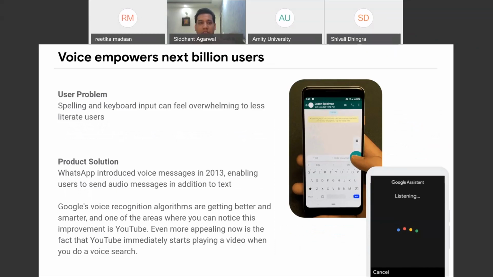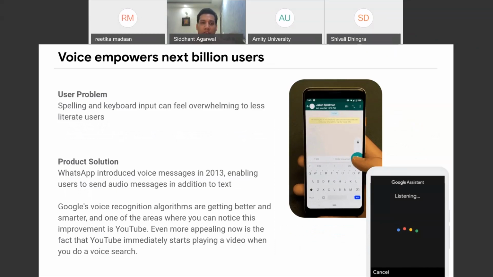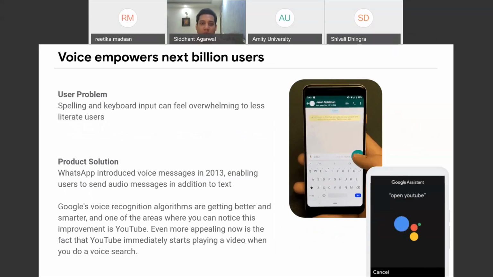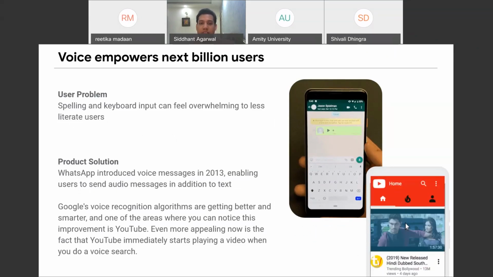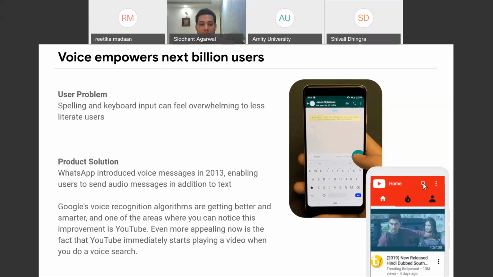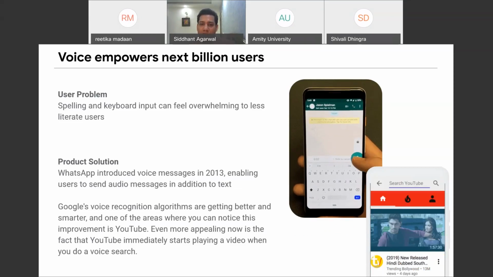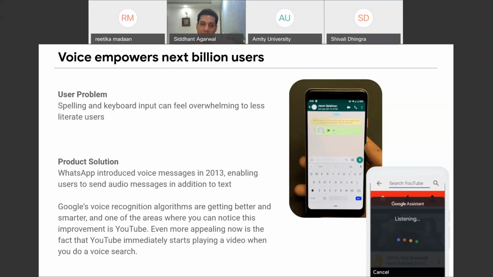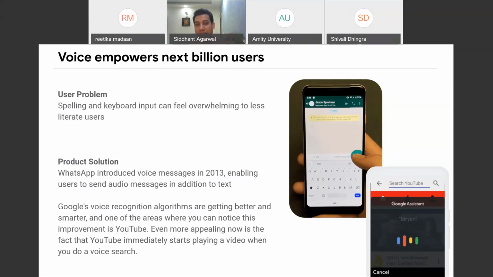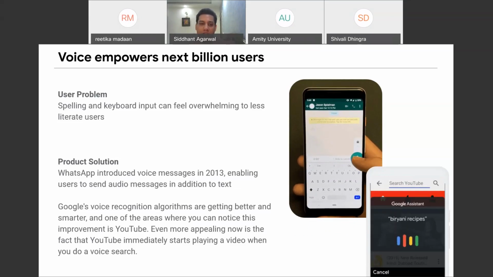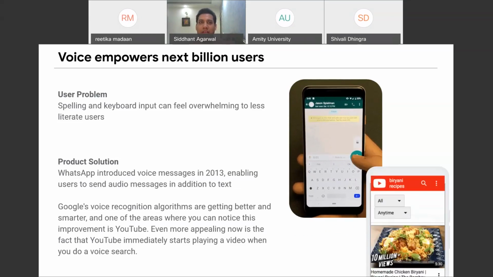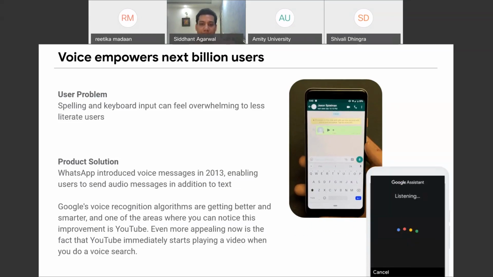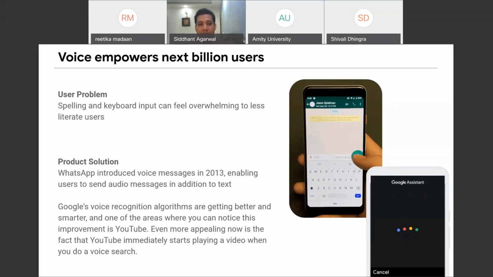The users might not be too versed with typing, so WhatsApp also introduced a voice messaging feature. It allows you to send audio messages in addition to your text messages. Again, you might have seen this happening with your parents or grandparents, or people who are more than 50 years of age. They primarily use the audio messaging feature.